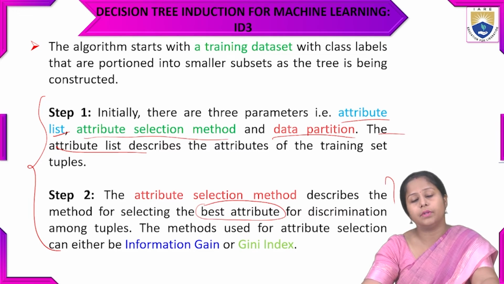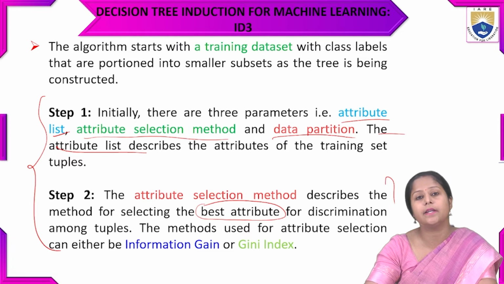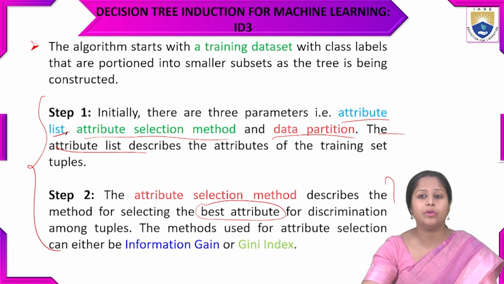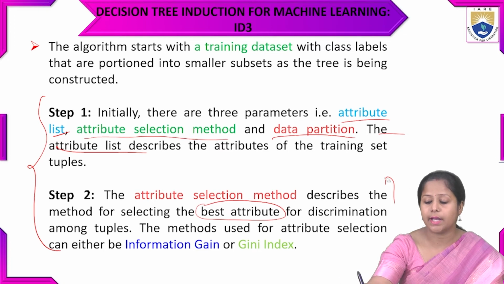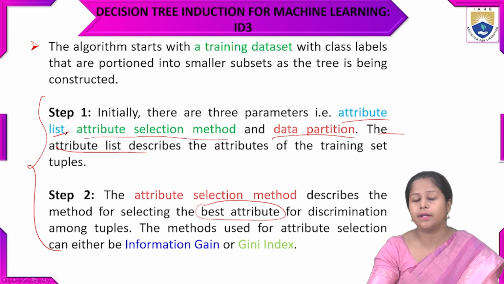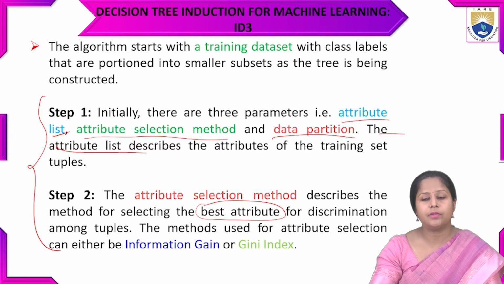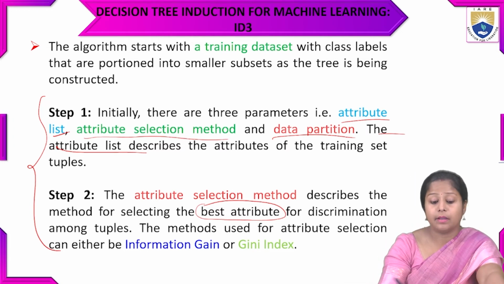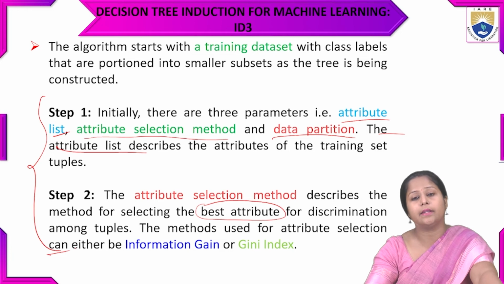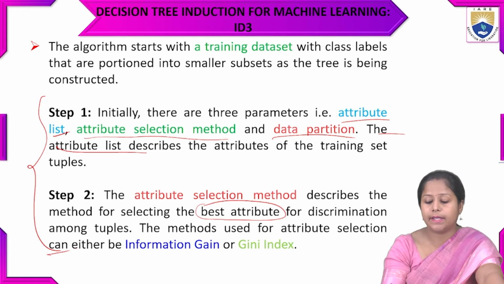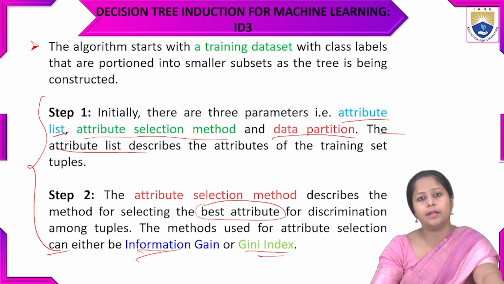There are some techniques, some formulas, to do that. When we have the best attribute, we use it to discriminate among the other data tuples. If the best attribute is there, we use it first and then the others later. The method used for attribute selection can be either information gain or the Gini index. These are the formulas, and on the basis of them we are going to use the best attribute.